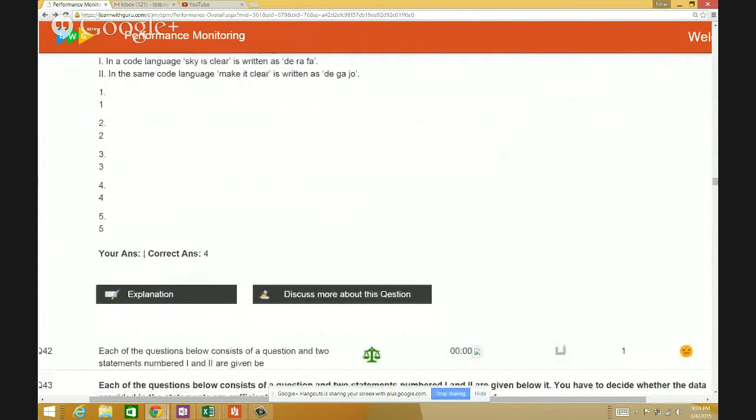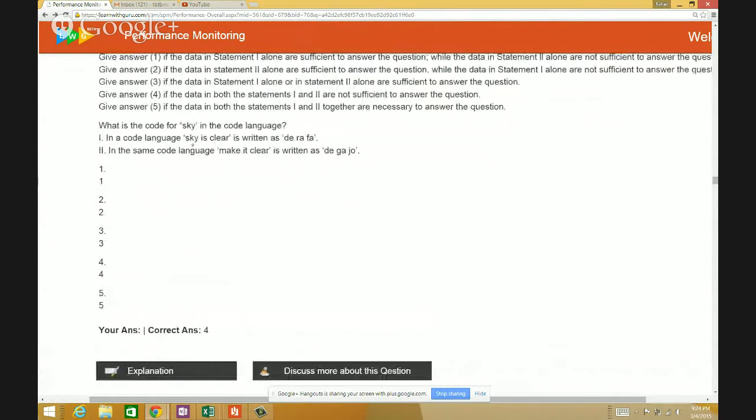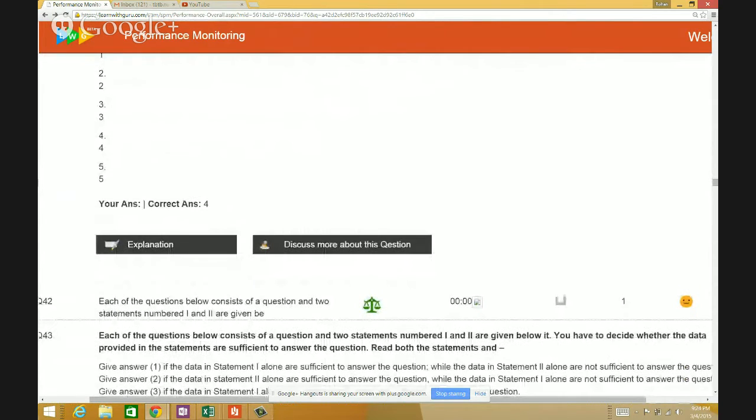Let me explain this again. First statement I'll see alone. So the sky is clear, but I don't know what is the code. Make it clear. So clear is there in both, but is is not there in both. If clear and is were both in both, I would have eliminated these two and got the code for sky. So the answer is cannot be determined even using both.